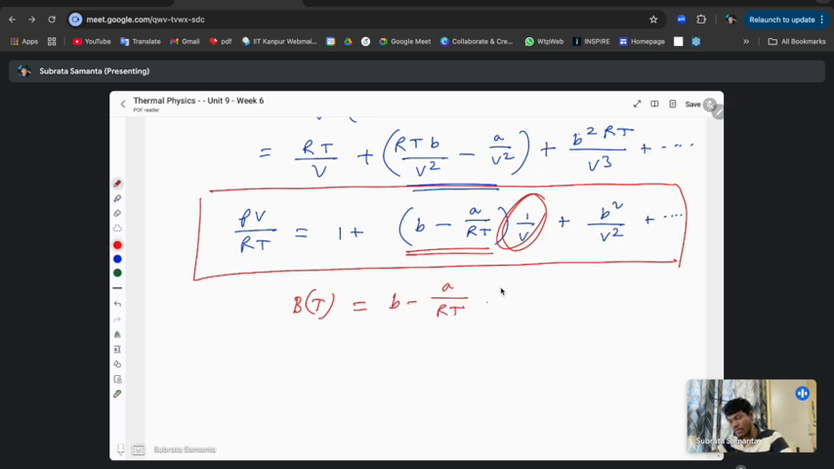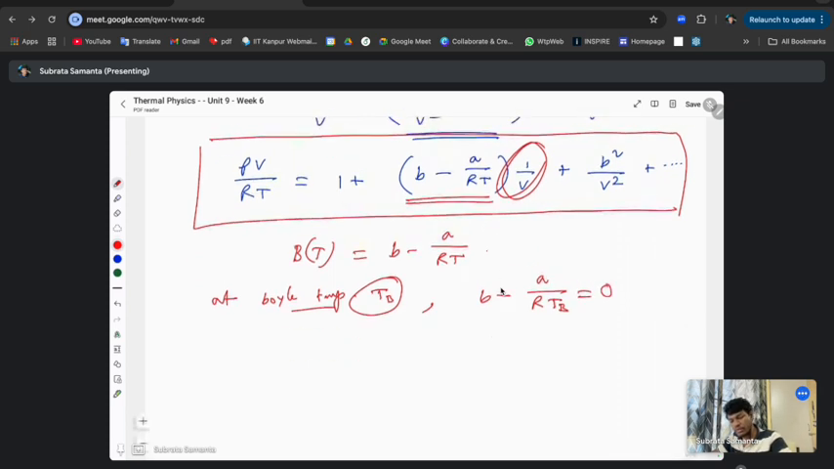Now at temperature TB, at the Boyle temperature TB, B minus A over RTB equals 0. Therefore the Boyle temperature TB is A over RB.